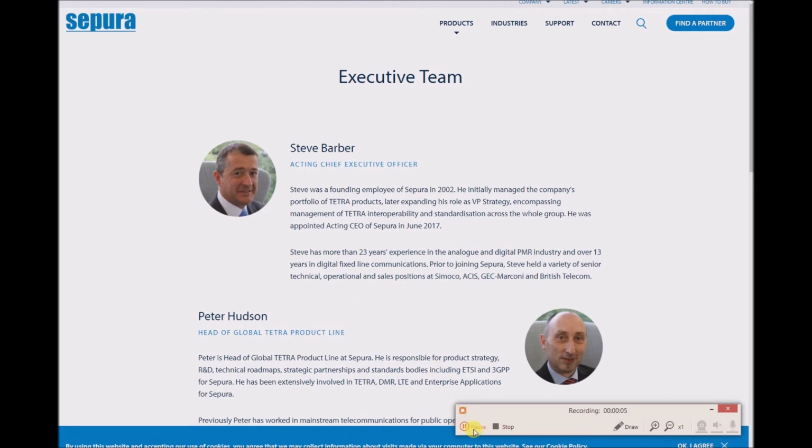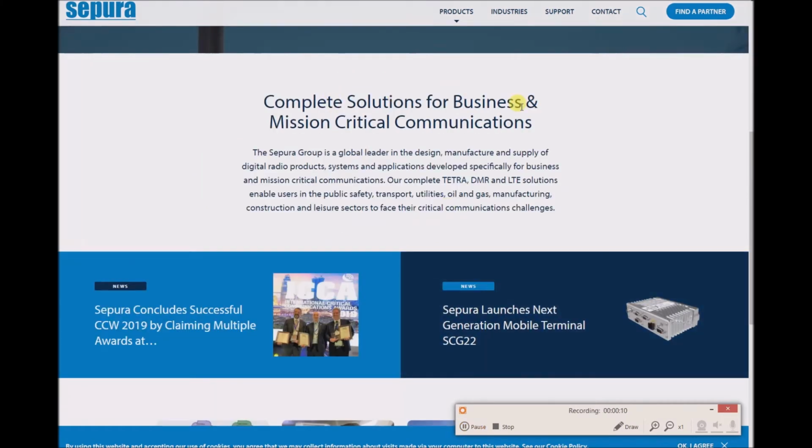Okay, so very quickly, here is the Sapura website. This is a very old company. Complete solutions for business and mission-critical communications. The Sapura Group is a global leader in the design, manufacture, and supply of digital radio products, systems, and applications developed specifically for business and mission-critical communications. Our complete Tetra, DMR, and LTE solutions enable users in the public safety, transport, utilities, oil and gas, manufacturing, construction, and leisure sectors to face their critical communications challenges.